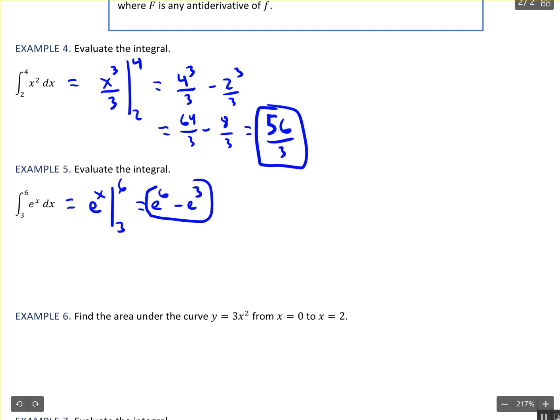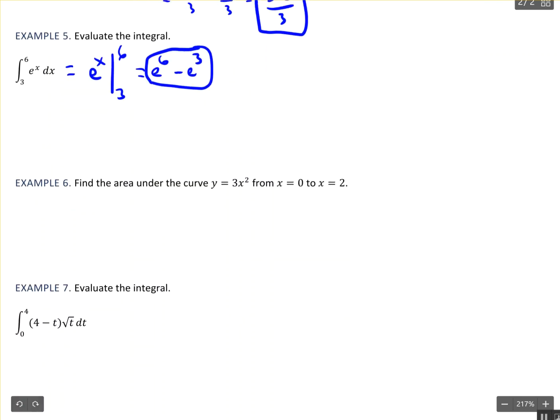You could find a decimal approximation, but leaving it like this is fine. All right, find the area under the curve y equals 3x squared from x equals 0 to x equals 2. Again, that's just another way of saying we want the integral from 0 to 2 of 3x squared dx. The antiderivative of that is x cubed. We're doing it from 0 to 2. So you get 2 to the third minus 0 to the third, which is equal to 8.